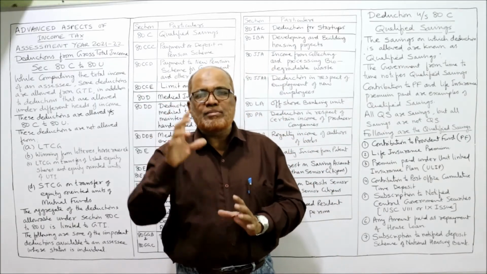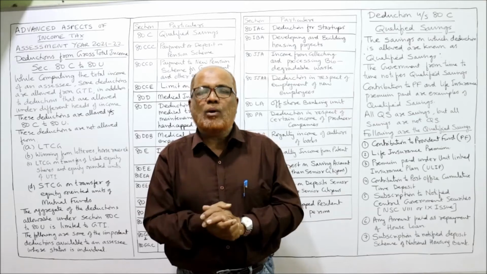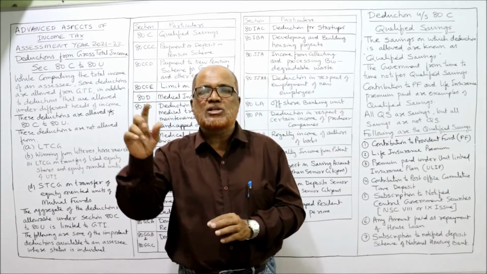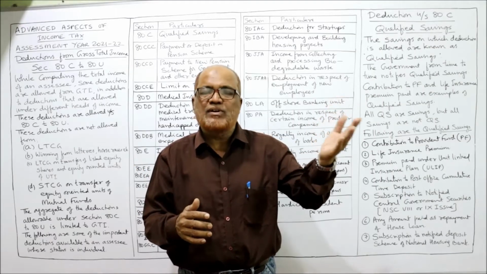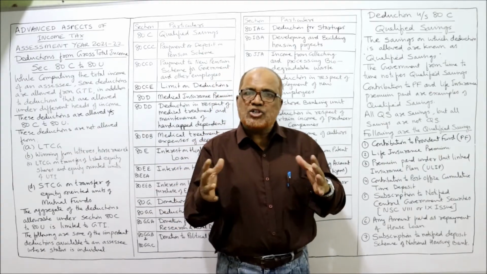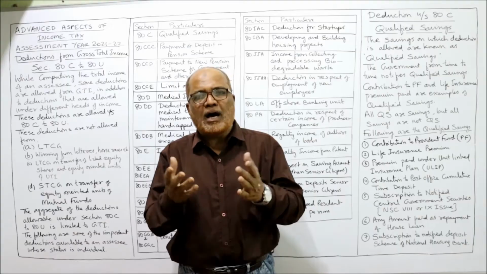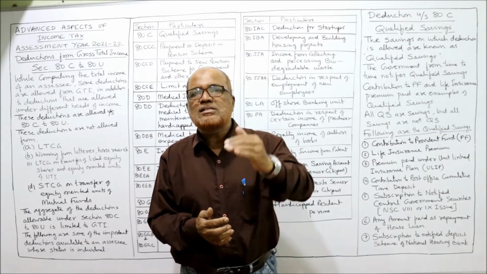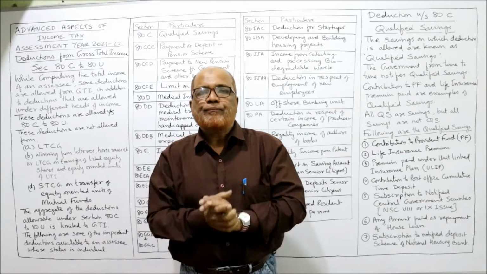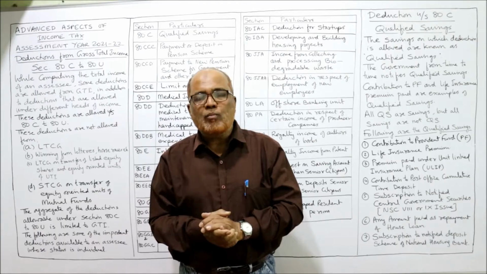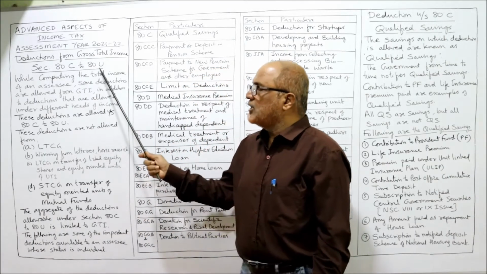For example, while computing income from salary, deductions are allowed under section 16. While computing income from house property, deductions are allowed under section 24. Similarly, there are many deductions from profits and gains of business and profession, and deductions for capital gains and other sources. So individually, deductions are given under each head. Apart from these, after calculating gross total income, some more deductions are given, from 80C to 80U.